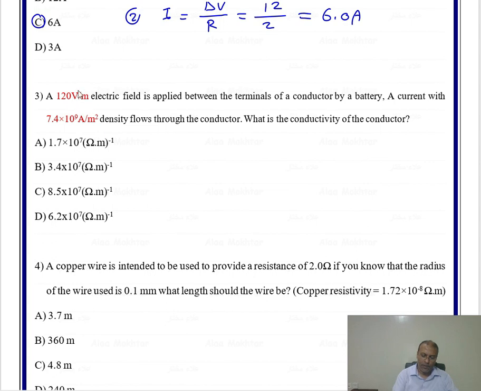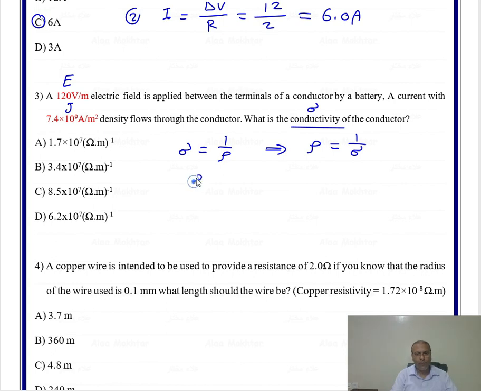100 volts per meter is the electric field. Electric field is applied between the terminals of the conductor by a battery. A current with this density, J, flows through the conductor. What is conductivity? Conductivity is sigma. Conductivity equals 1 over resistivity, and also resistivity equals 1 over conductivity. Conductivity is measured in ohm meter to the power negative 1.